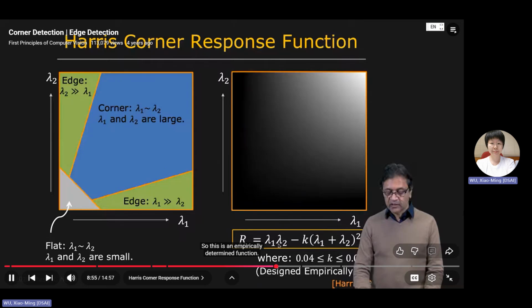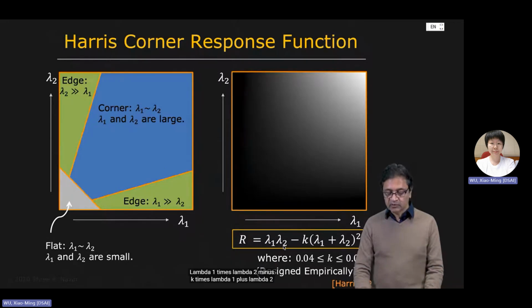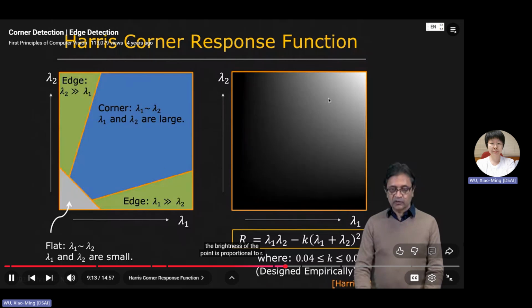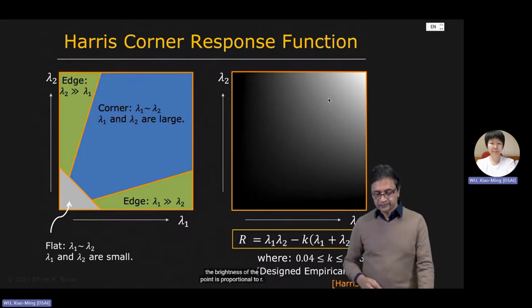So this is an empirically determined function, lambda 1 times lambda 2 minus k times lambda 1 plus lambda 2 squared, where k is also empirically determined. When you plug in lambda 1 and lambda 2 here, you get R, and R is being plotted in this image. So this is just another way to compute cornerness, where the brightness of the point is proportional to R.